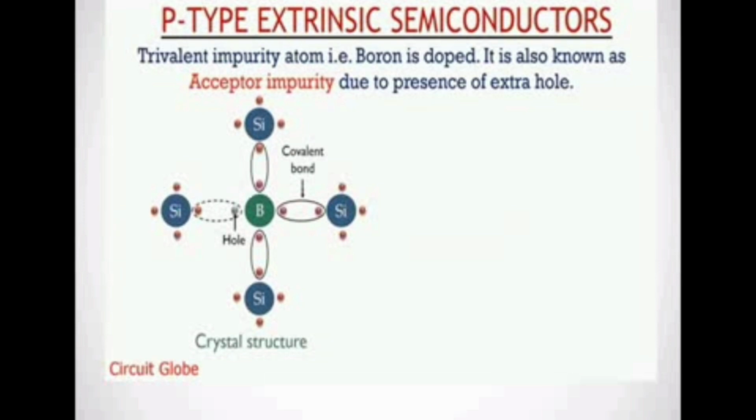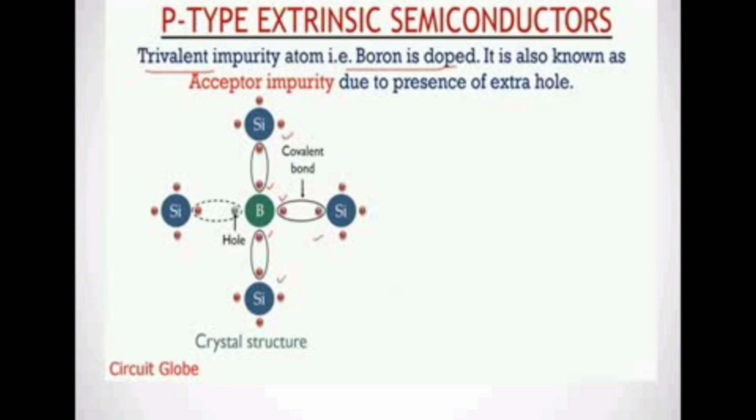Now P-type. See, the trivalent impurities boron, aluminum, cadmium, indium are examples of trivalent elements. Now here you are going to use boron as the trivalent, which is doped with the silicon. It's also known as an acceptor impurity due to the presence of extra holes. See, N-type has the extra electron.